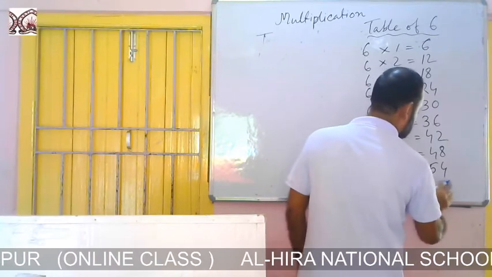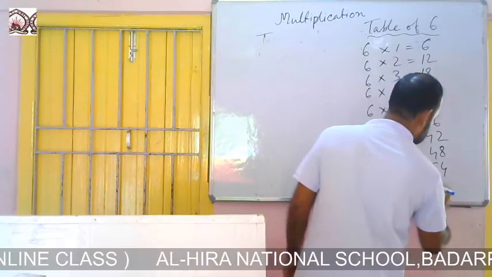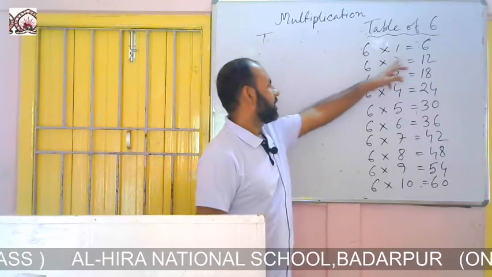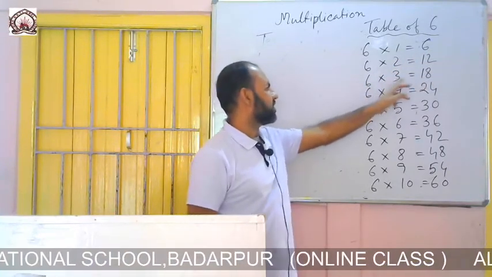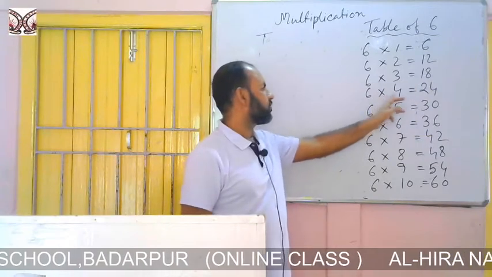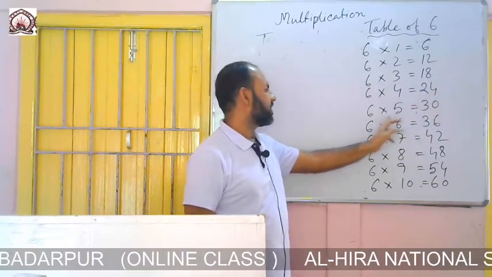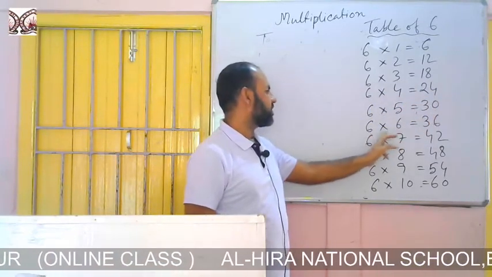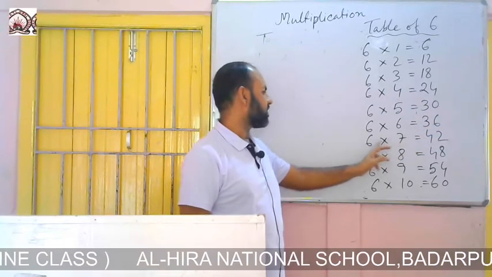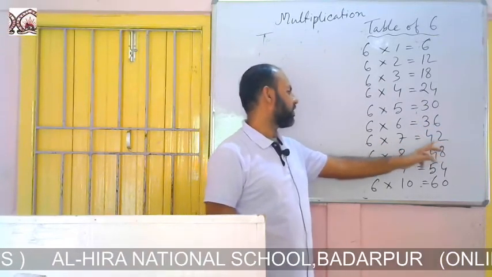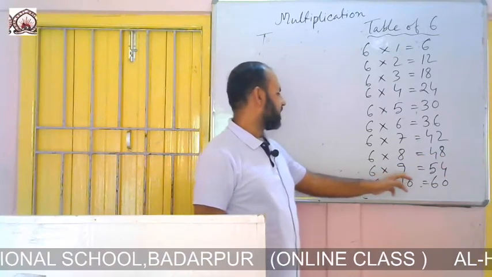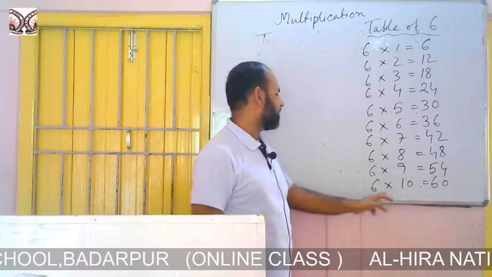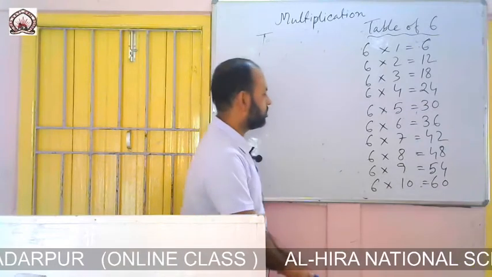Here 6 1s are 6, 6 2s are 12, 6 3s are 18, 6 4s are 24, 6 5s are 30, 6 6s are 36, 6 7s are 42, 6 8s are 48, 6 9s are 54, 6 10s are 60.